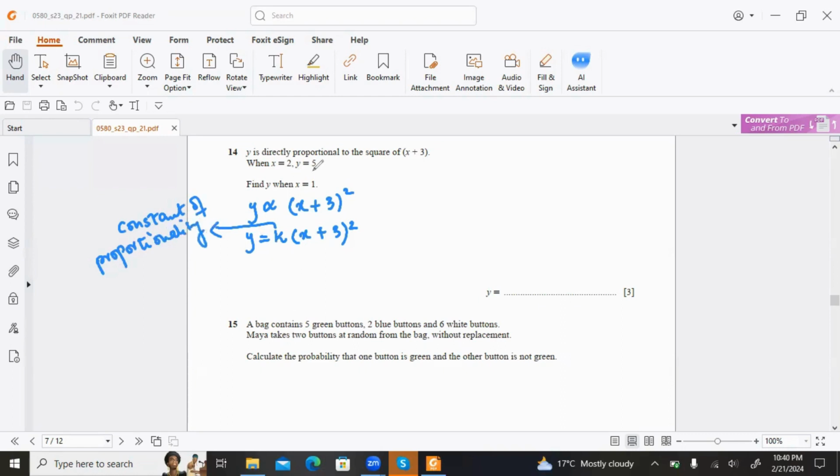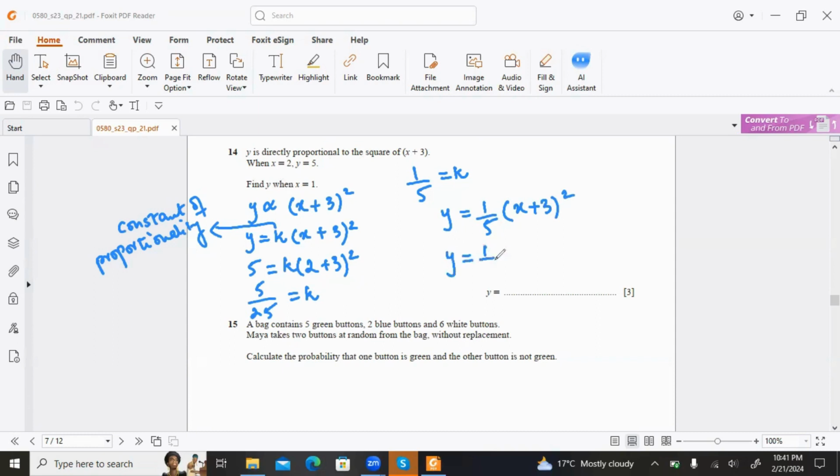So we're going to first find the value of k by substituting x equals 2 and y equals 5. And that gives us 1/5 as the value of k. Then we put the value of k back into the equation that we made. So y equals 1/5 times x plus 3 whole square. Now you substitute the second value of x into this equation to find the corresponding value of y, which is going to be 16 over 5.